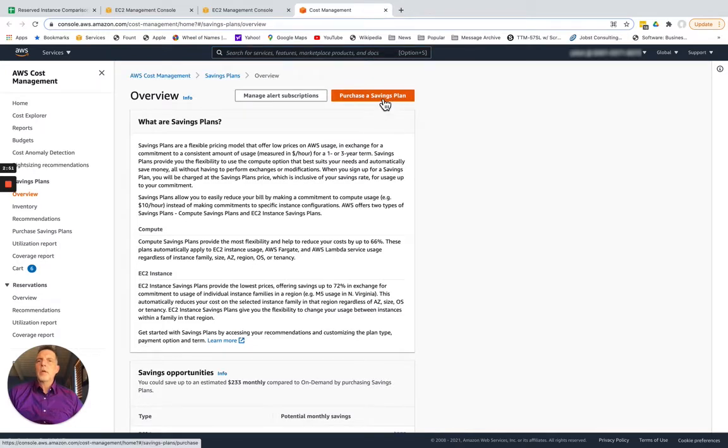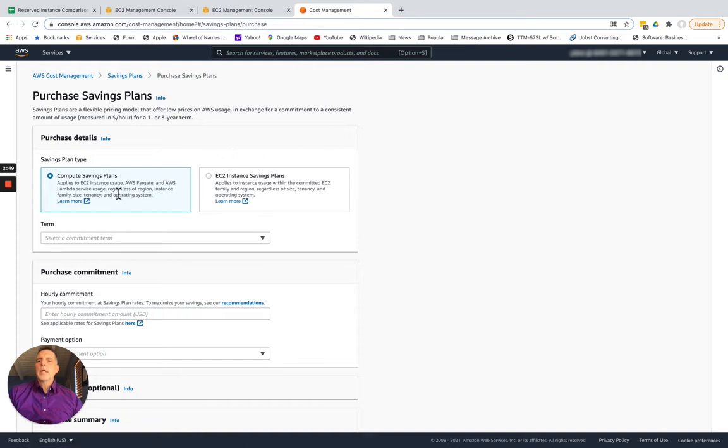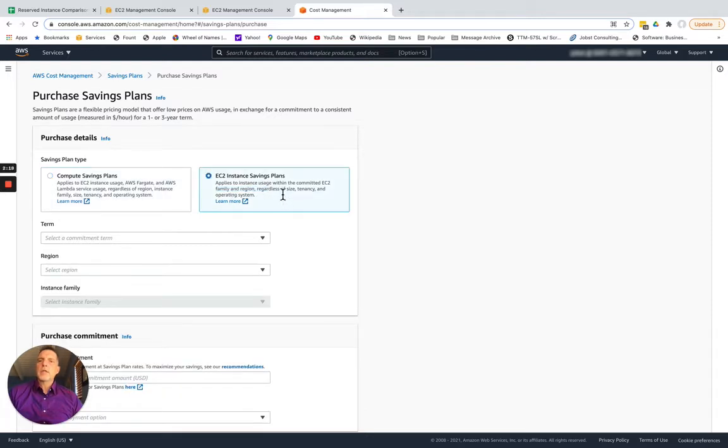When we go in here, we're going to purchase a savings plan, and they have the compute savings plan, which applies to EC2 instances, AWS Fargate, and AWS Lambda service usage regardless of the region. So this helps when you're running in different regions, if you'd otherwise have to have a different reserved instance for it. Or you can choose just an EC2 savings plan, which applies to instance usage within a committed EC2 family and region regardless of the size, tenancy, and operating system. So this is nice for the EC2 instances.